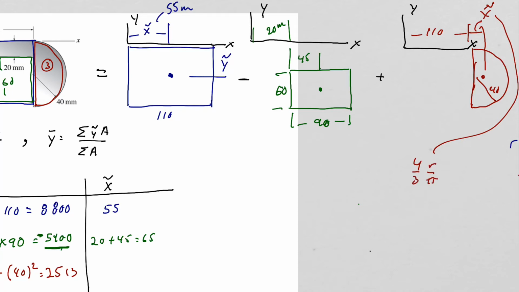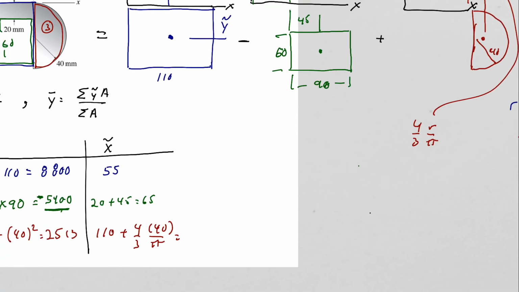We can calculate that in here. So remember, it's 110 plus 4/3 r, which is 40, over pi. So that total will be, we'll call it 127 millimeters. Okay, so that gives us the x tilde. While we're at it, let's do the y tilde and calculate that also.